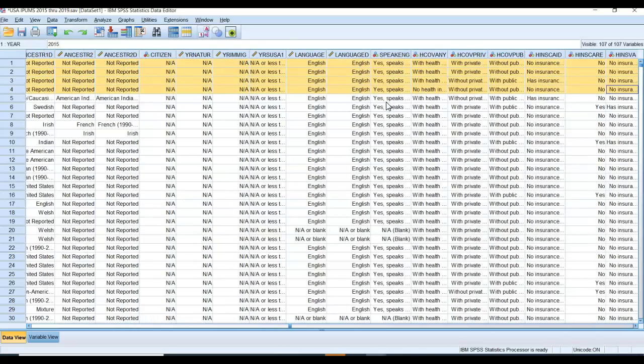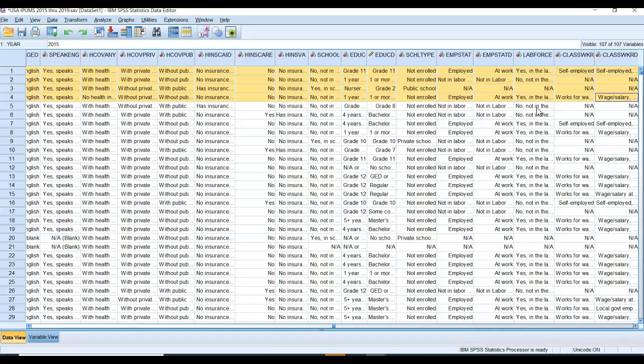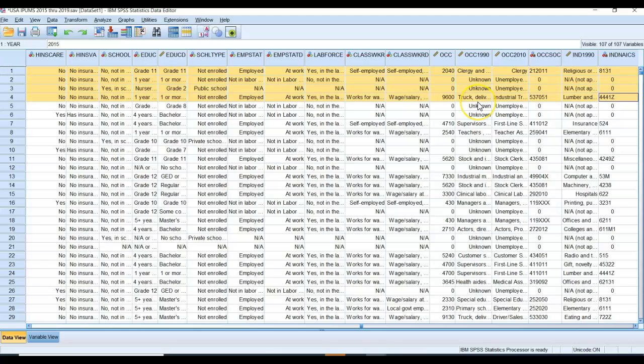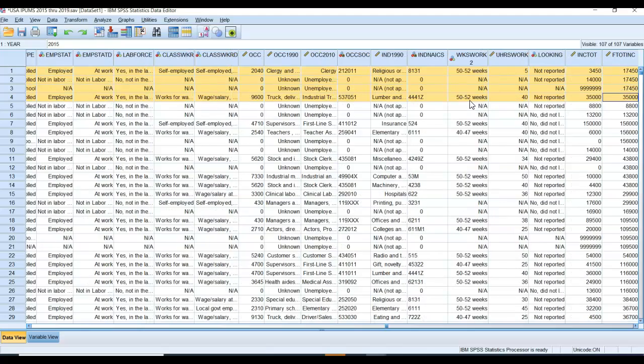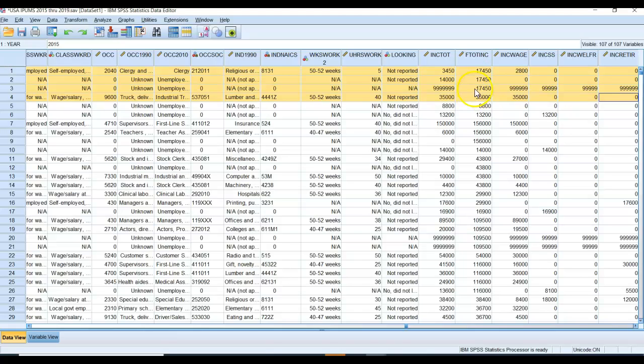And as you scroll down, you can see much more detailed information. They're in second grade, they're grade 11, one more year of college for this person, not in the labor force. This guy worked as a truck delivery person. This was self-employed. This one works for a wage, so they're a salaried or wage employee. They worked in lumber, then trucker in the lumber industry. They work full-time. This is their income.